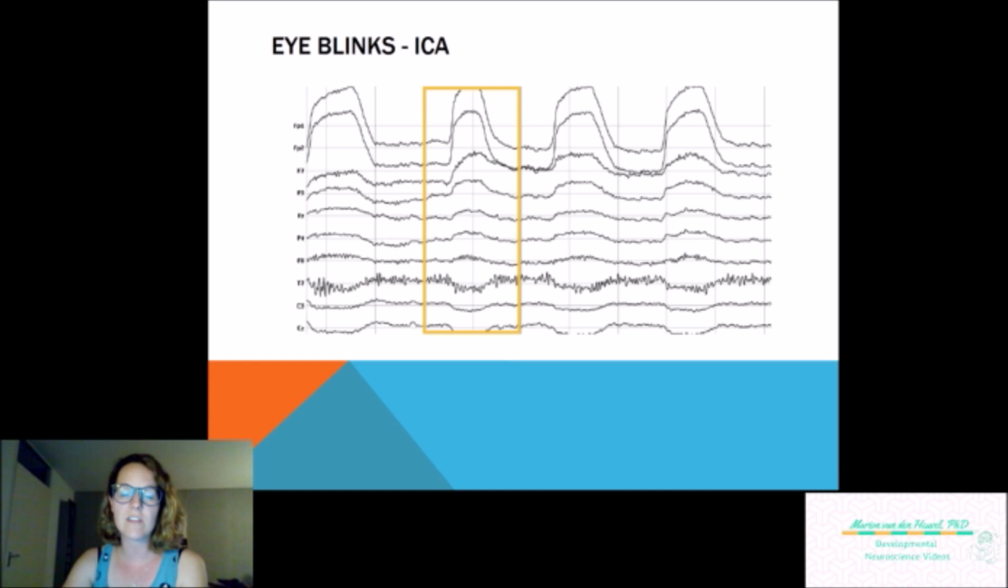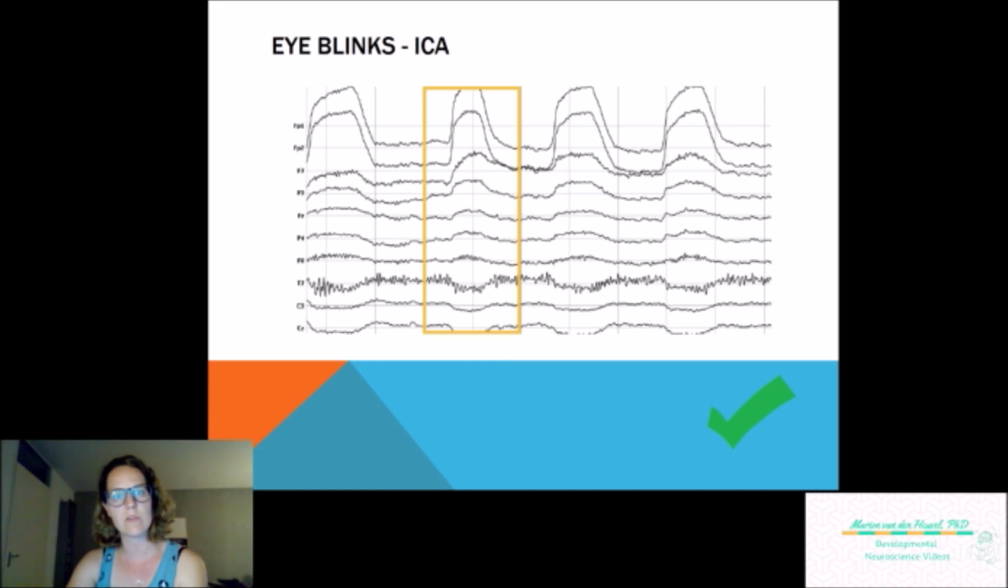Then eye blinks. The eye blinks look a little bit different than the eye movements. This is a really clear eye blink. Again, you see them on the frontal channels because the muscle activity is happening there. With every blink, you see this tiny wave of activity. And again, this is very nicely fixable with ICA, and you can remove it really nicely, even without the extra eye electrodes.